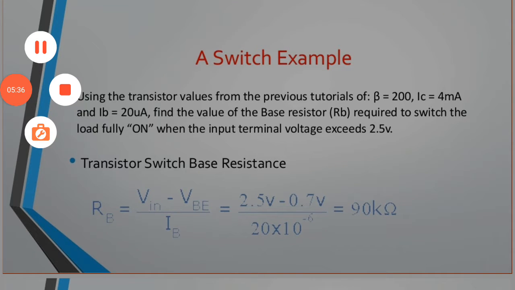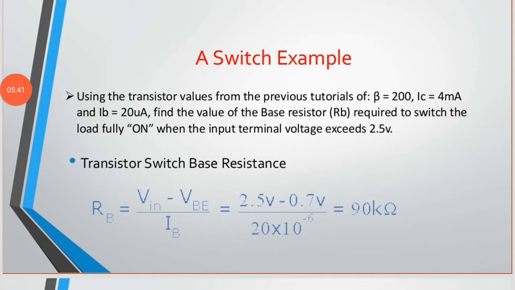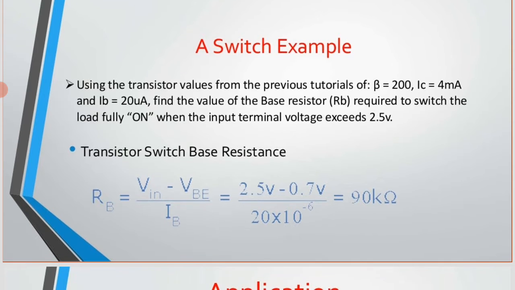A switch example: using the transistor values from the previous tutorials of beta equal to 200, IC equal to 4 milliampere and IB equal to 20 microampere, find the value of the base resistor RB required to switch the load fully on when the input terminal voltage exceeds 2.5 volt. The transistor switch base resistance RB is equal to (Vin minus VBE) upon IB, which is equal to (2.5 volt minus 0.7 volt) upon 20 into 10 raised to minus 6. The value obtained is 90 kilo ohm.